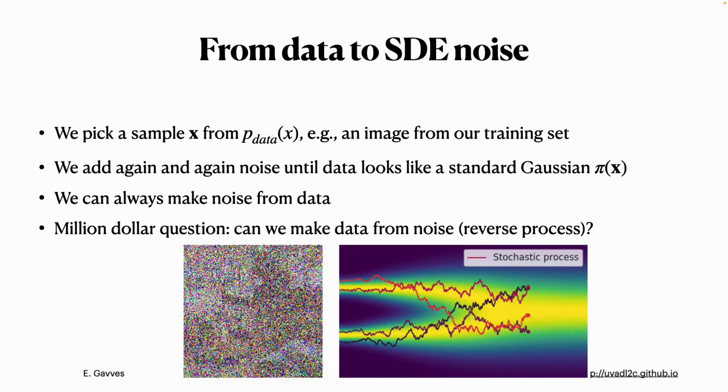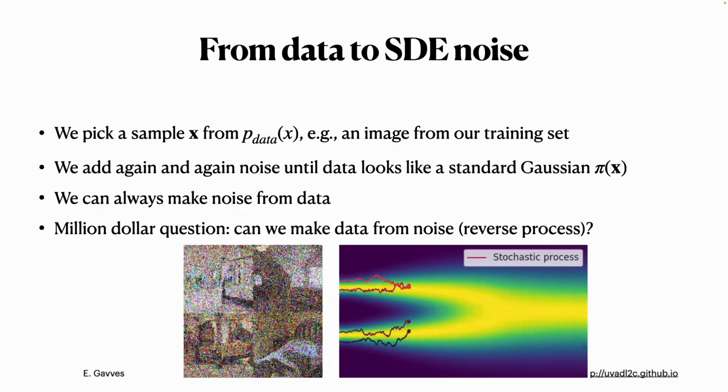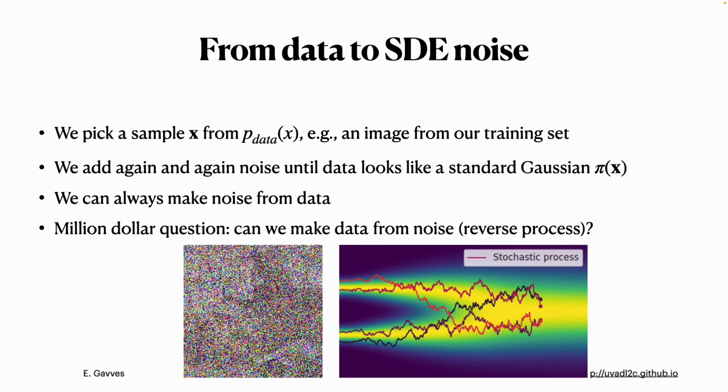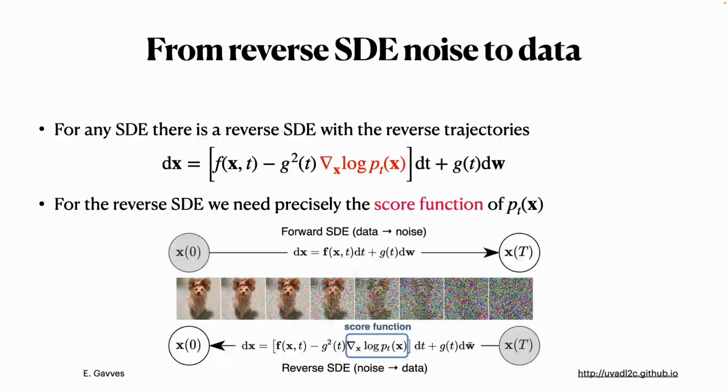Of course, the question is, how can we now do the reverse? How can we go from noise back to data, the reverse process? It turns out that for any forward SDE, there is a reverse SDE that has the reverse trajectory, and the reverse SDE has this form where the score function appears. Which is great, because then we can have our neural network trying to imitate the process of reversing the process of adding noise.